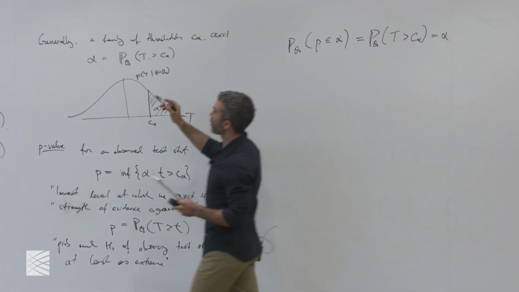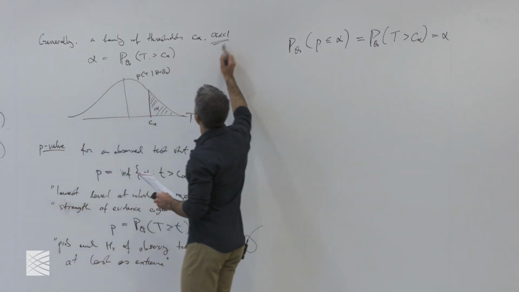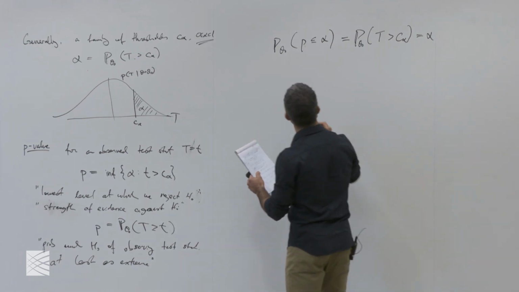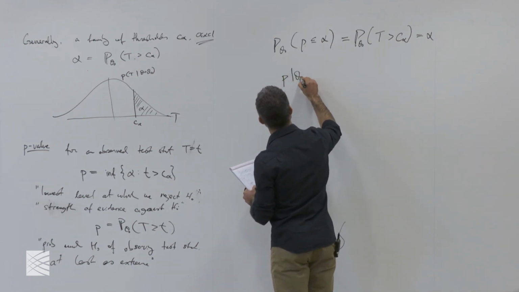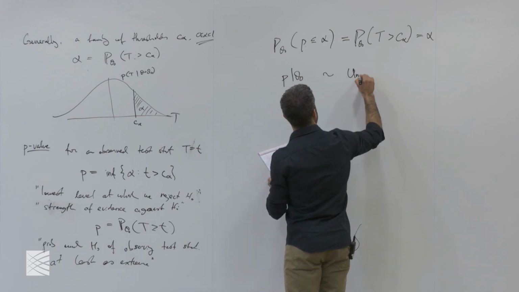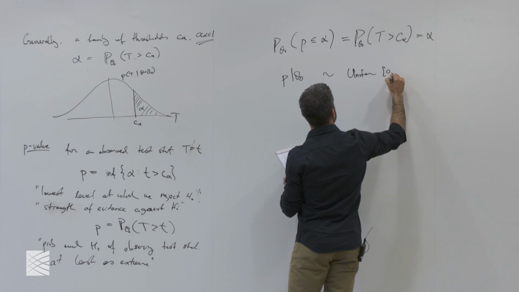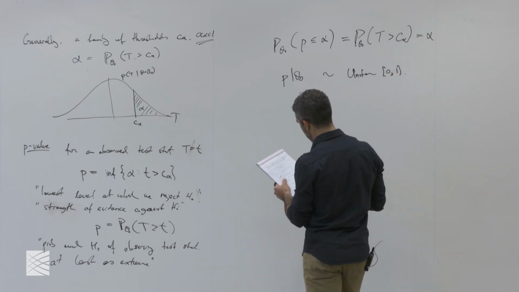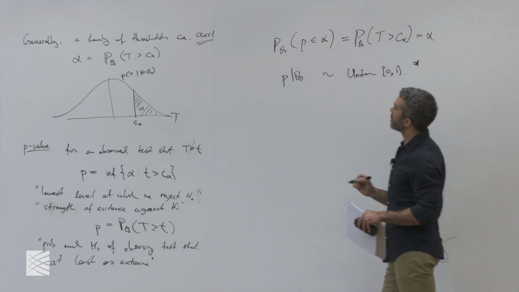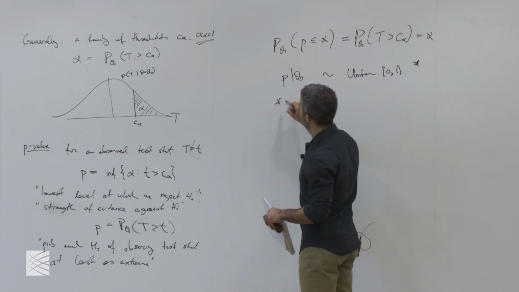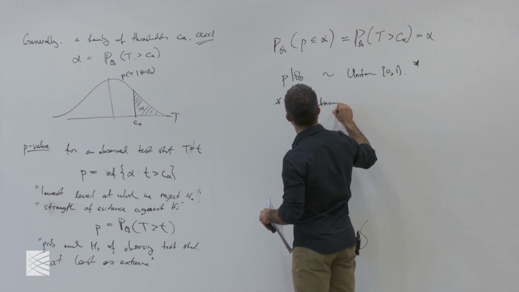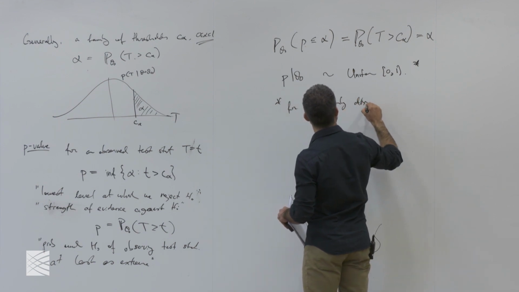For alpha between 0 and 1, what do we call that distribution? The uniform distribution. Good. So conditional on the null, the p-value is uniformly distributed between 0 and 1. And a little asterisk here is that that's true for continuous test statistics, continuously distributed.